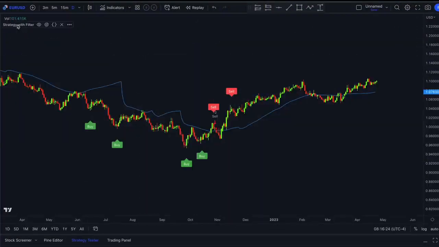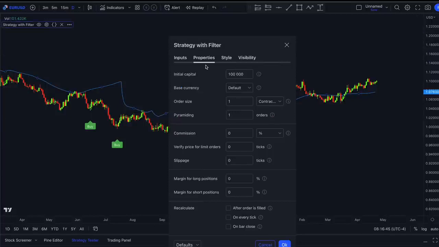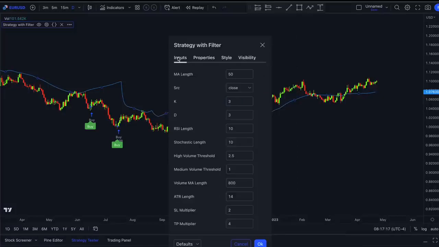Once you've added it to the chart, open the settings and change this number from 1 to 10. You can also set the initial capital and the order size. The inputs are also customizable. You can change the moving average length, the K and D lengths, the RSI and the stochastic lengths, and you can adjust the volume thresholds as well.